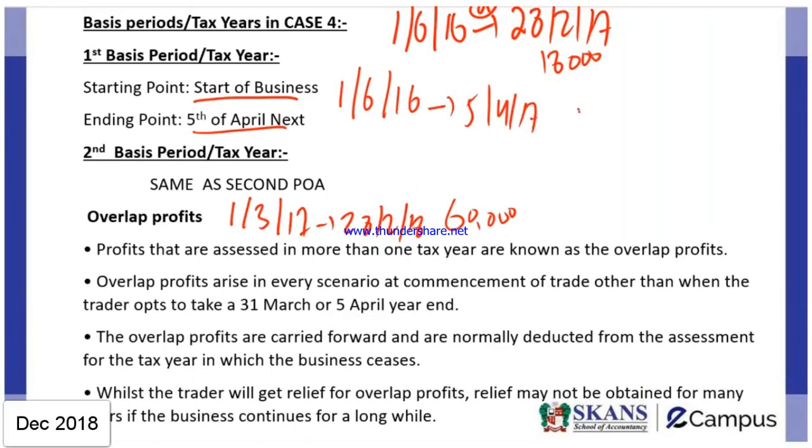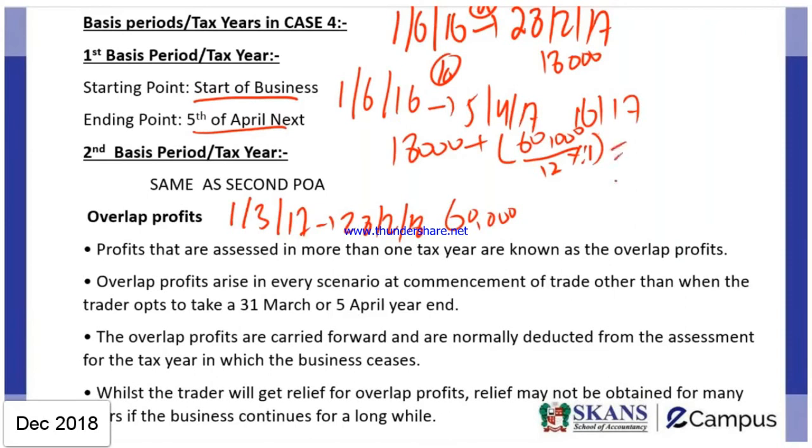It is for tax year 16-17, no profit allocation. When you count these months of the first basis period, there are 10 months. The 9 months are the same as the first period of account. The profit is 18,000. Plus you have to take 1 month from the second period of account, 60,000 divided by 12 multiplied by 1. It gives us the answer 5,000. So the total profit assessed is 23,000 in the tax year 16-17.